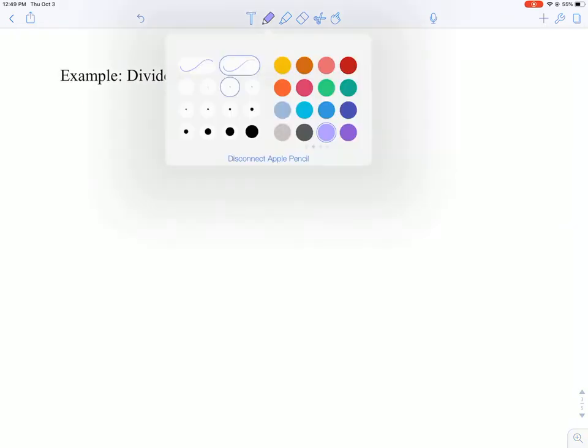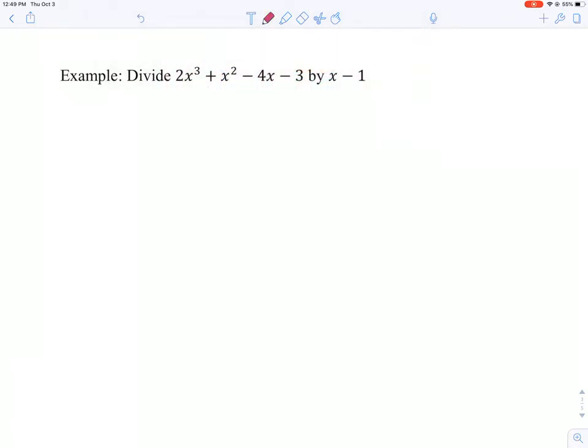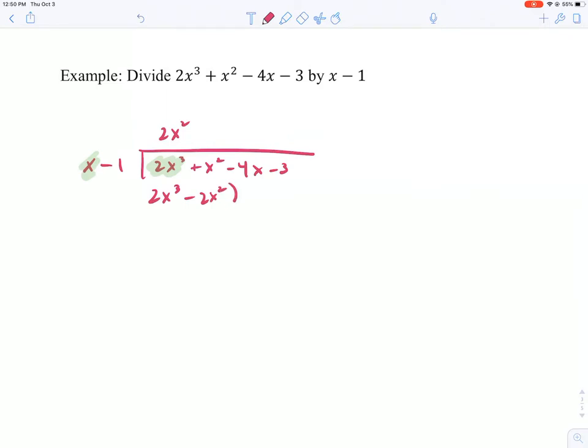All right, let's do this next one. So we are dividing 2x cubed plus x squared minus 4x minus 3 by x minus 1. So get that set up. And we think what times x would give us 2x cubed, and that would be 2x squared. We can multiply. And subtract. Bring the next term down.